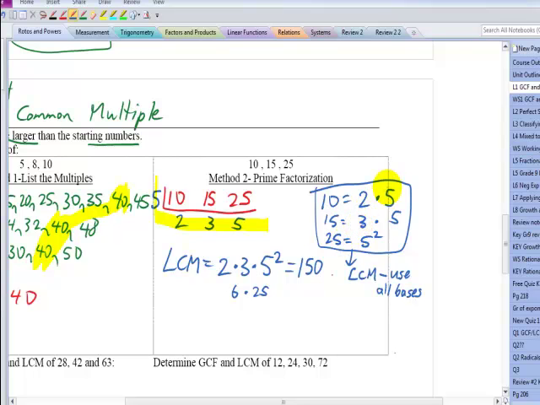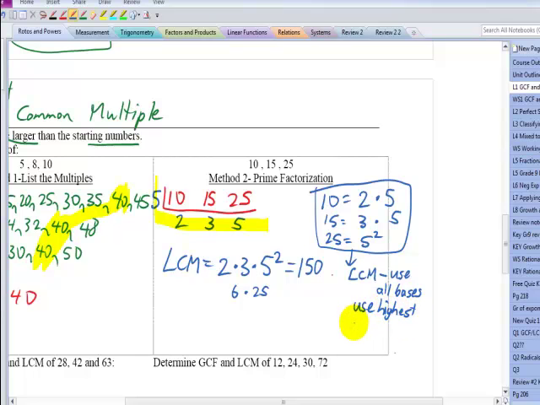But did we use 5 to the exponent 4? Right, there's 4 of them. Did we use 5 exponent 4? No, we used 5 squared. So we didn't use 5 exponent 1. Right? For the GCF, we use the lowest. But for this one, use all bases, but use the highest exponent.